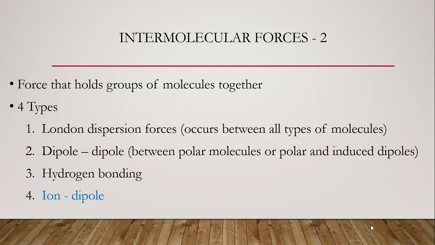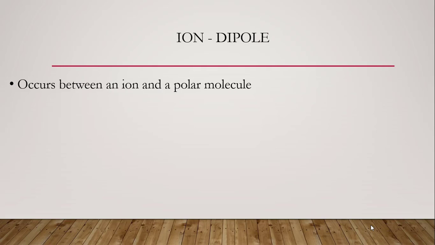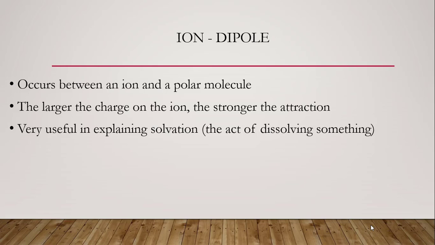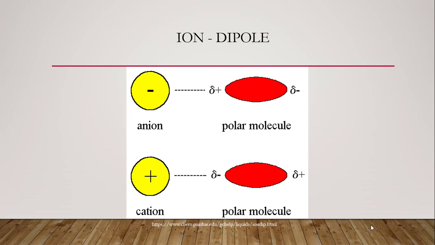So that's hydrogen bonding. Ion dipole goes even further. This occurs between an ion and a polar molecule. Because the polar molecule has a partial charge and the ion has a complete charge, opposites will attract. The larger the charge on the ion, the stronger the attraction. This becomes very useful in explaining what is called solvation, which is the act of dissolving something. In a generic form, what you see here is a negatively charged anion, and so a polar molecule will approach the anion with the partial positive charge closest to the anion. The reverse is true for the cation.